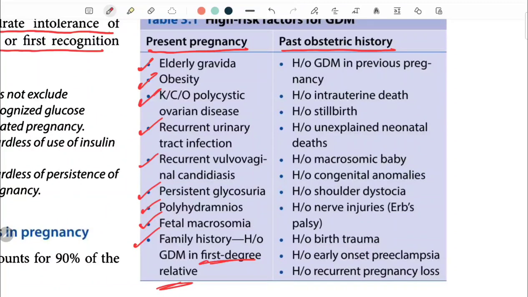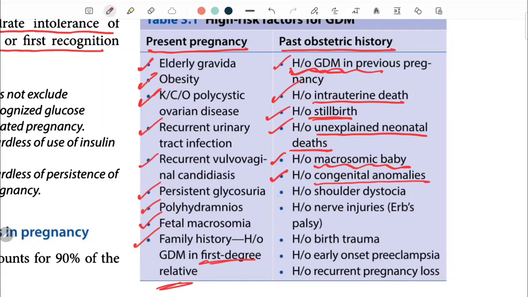Next, moving on to the high risk factors for GDM in case of past obstetric history. In past obstetric history, you have to ask whether she has a history of GDM in any previous pregnancy, history of intrauterine death, IUD, history of stillbirth, history of unexplained neonatal death, history of macrosomic baby, big baby, history of congenital anomalies, history of shoulder dystocia, history of nerve injuries like Erb's palsy, history of birth trauma, history of early onset preeclampsia, and history of recurrent pregnancy loss.